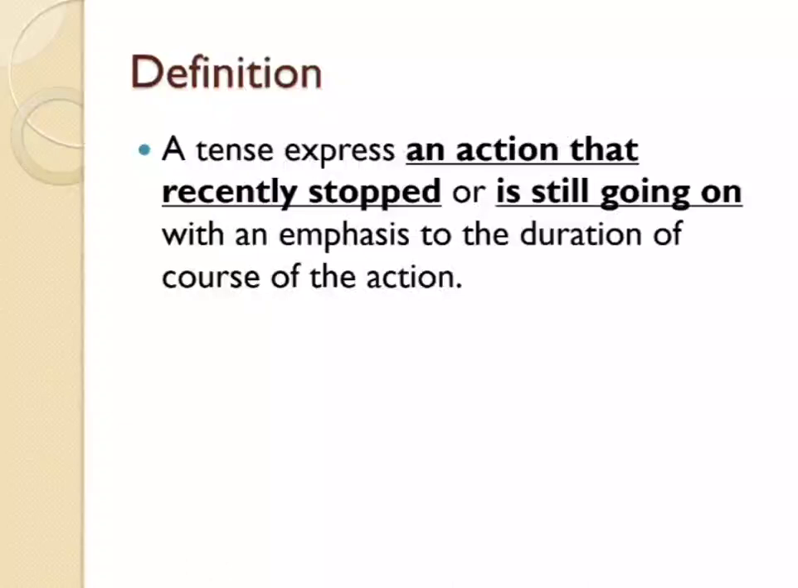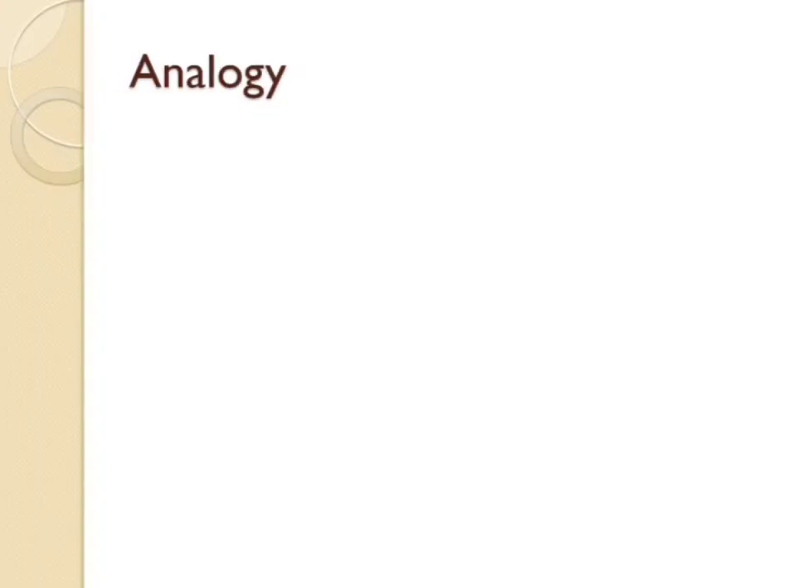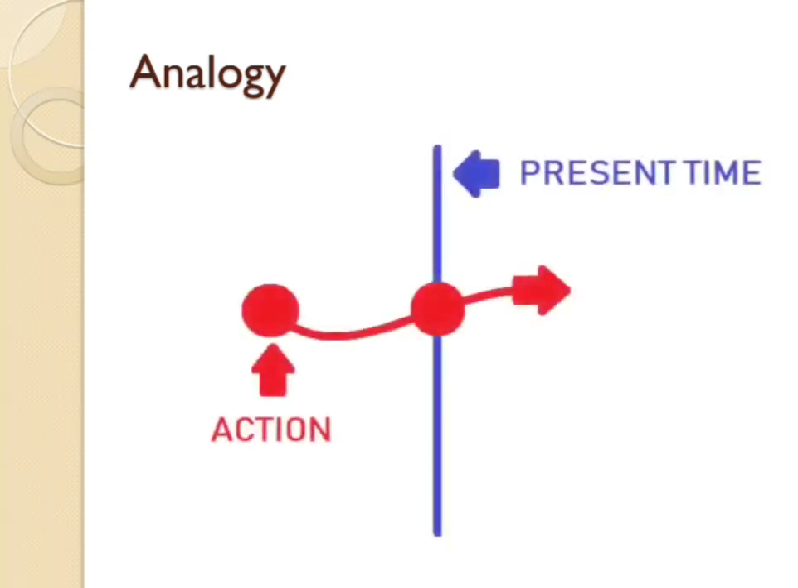Now, those of you who have been watching my videos, those of you who have seen my earlier videos on tenses know that I have used an analogy or a simple diagram to explain the concept of tenses better. How does the diagram look like? It looks something like this. On my screen you can see a vertical blue line which indicates the present time, and then you have this red colored dot or red colored ball which indicates action.